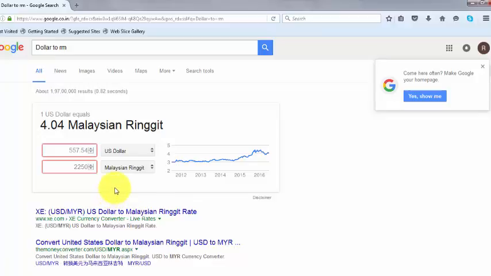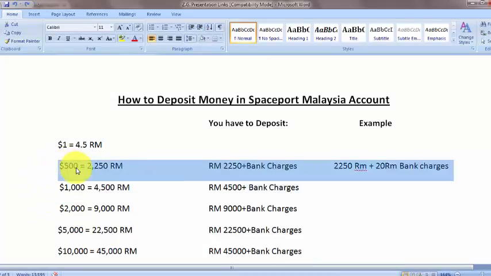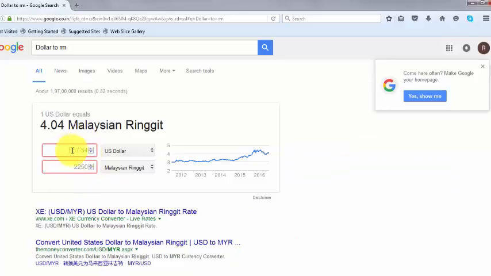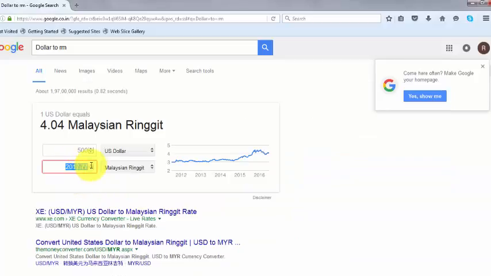So let me tell you once again, if you are going for the $500 package, you are depositing only 2,177. This is not including the exchange charges. So to include the exchange charges, you have to deposit 2,250 RM. That means if you calculate here, 2,250 RM is going up to $557, but not $500. You have to understand this. So $557 plus bank commissions.